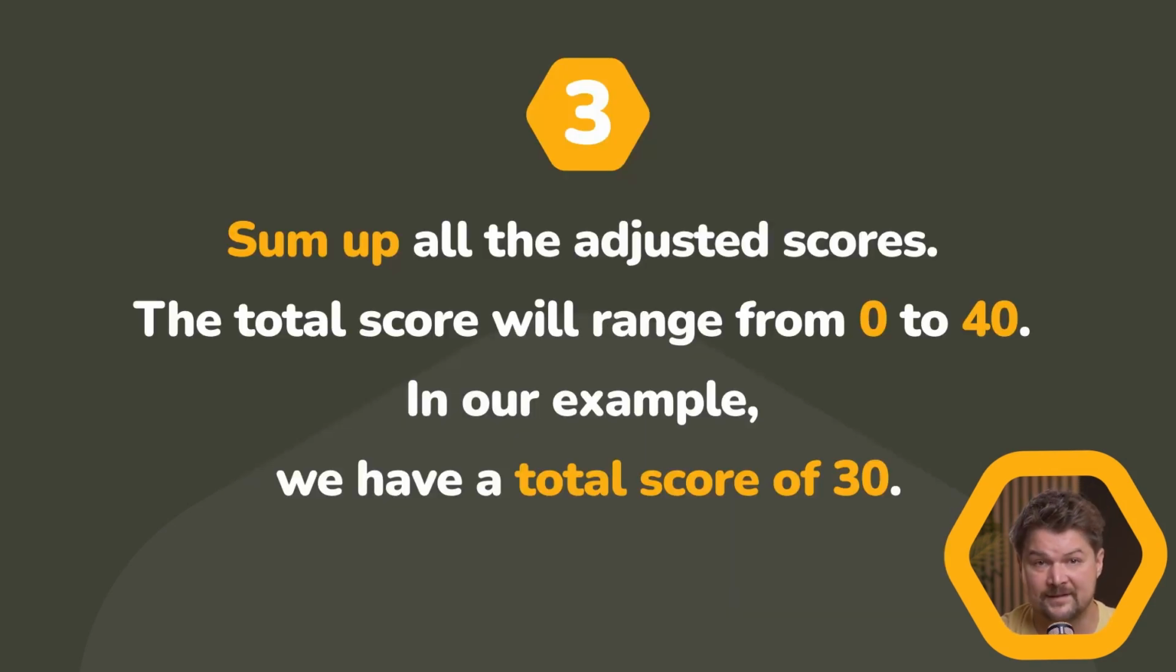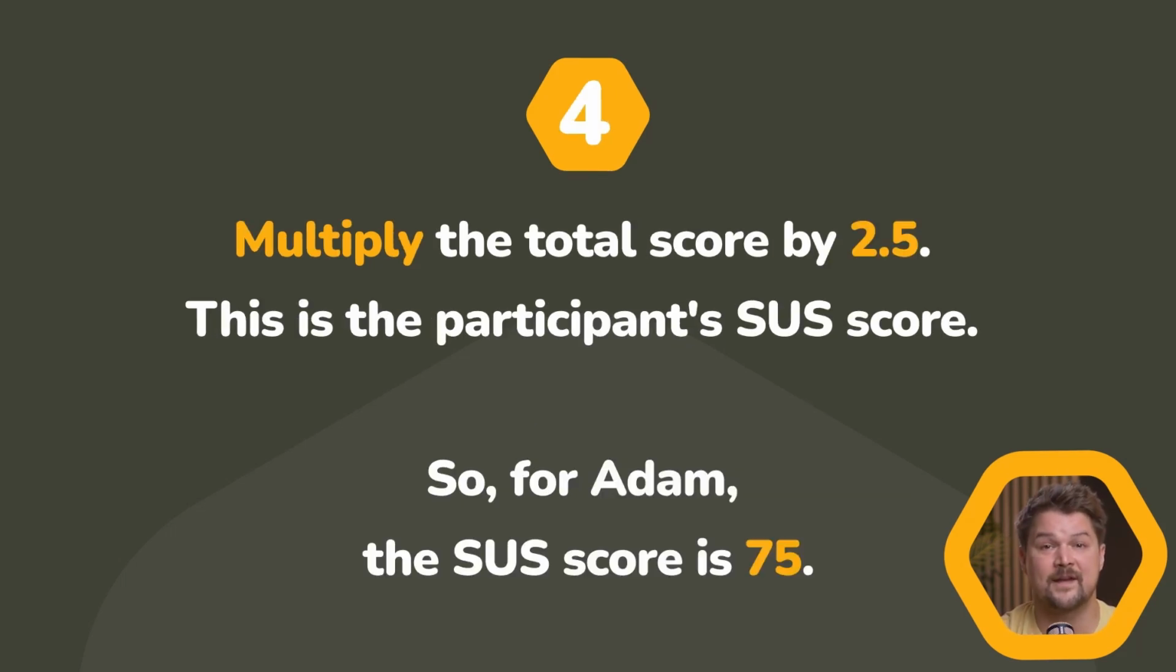The third step is summing up all the adjusted scores that we have calculated. The total score will range from 0 to 40. In our example, we have a total score of 30. The fourth step is to multiply the total score by 2.5. This is the participant's SUS score. So for Adam, the SUS score is 75.